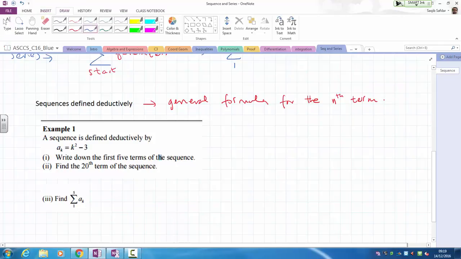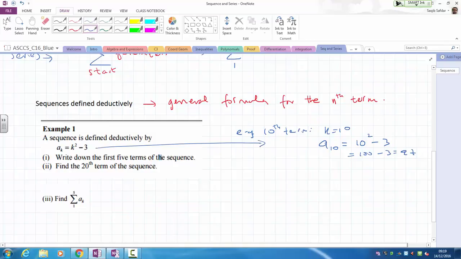So here we've got a formula, and if I want to work out, for example, the 10th term, k will be 10. For the 10th term, k equals 10, and therefore A10 equals 10 squared take away 3, which is 100 take away 3, which gives us 97. And that's the 10th term, for example, according to this formula. So using this general formula, you can work out any term.